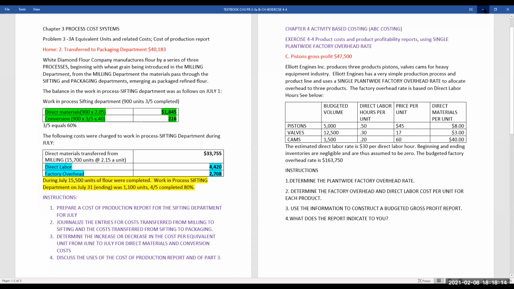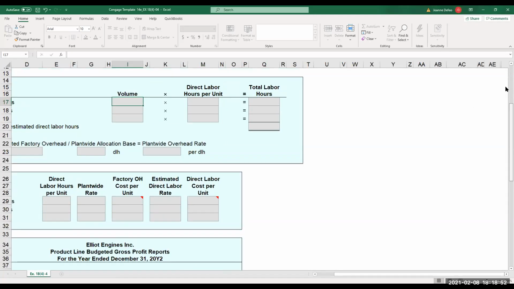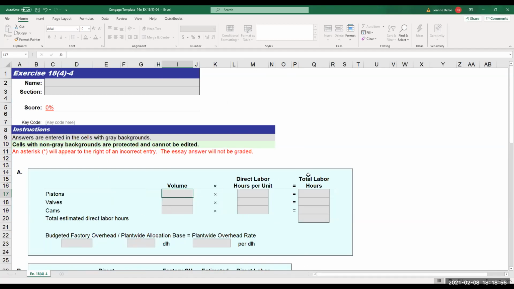So let me do a new share. And let's see, I think it's this one. All right, does everybody see pistons, valves, and cams in the blue Cengage template? So how many pistons do we have? Does anybody have the book open? Harrison, do you know how many we have? Based on pistons, 5,000 units. Good. Very good. So let me increase it. Can everyone see the worksheet or is it too small? Is that better? So 5,000. How many valves? Yes, 12,500. And how many cams? 1,500. Good. Excellent. So it liked those numbers. It didn't give us a red asterisk.